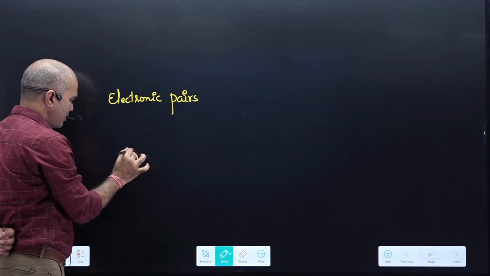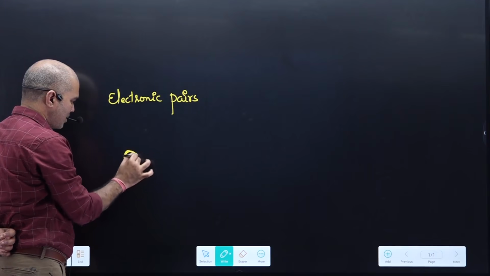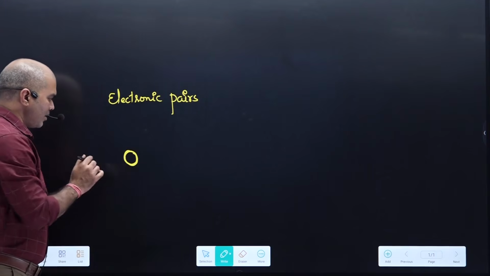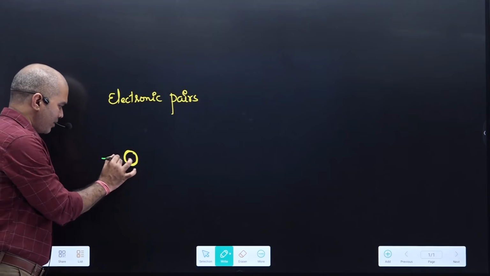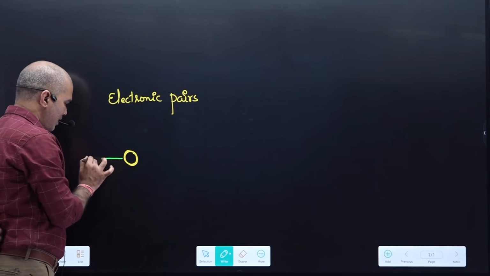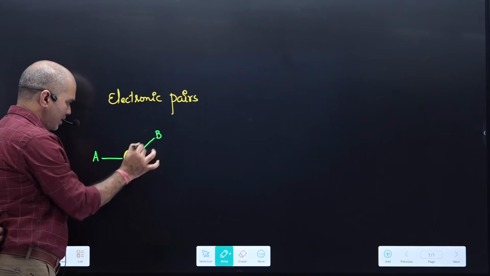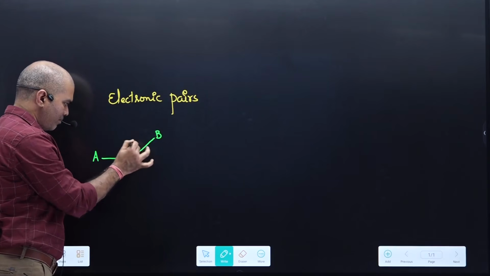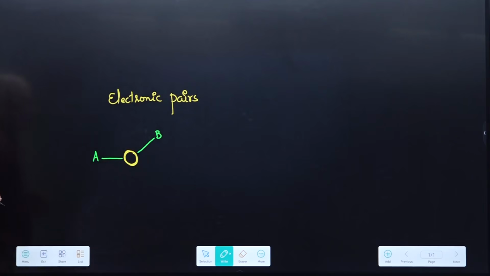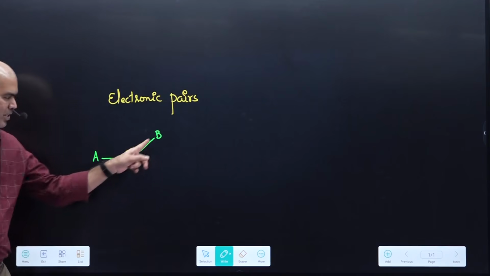Imagine that I am taking some central atom. This is not oxygen, just some central atom. On this central atom, here I have a bond. I am just putting it as A. I am putting another bond B. There are no lone pairs here. No lone pairs, no lone pairs. So what is the shape of that molecule? Linear, bent, V, angular, which one? What shape is it?